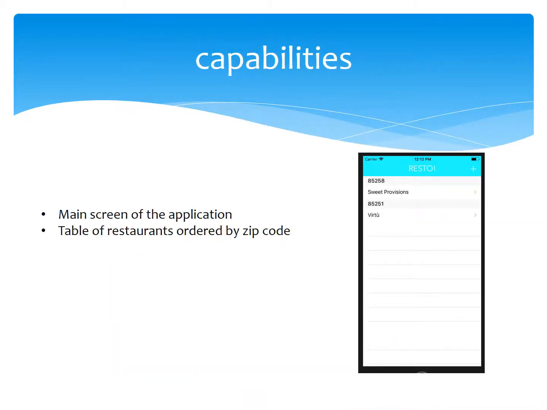So the capabilities. The main screen of the application basically is this. It's a table with restaurants ordered by zip code. So you can see on the zip code 85258, you have Sweet Provisions, and on 85251, you have this Virtue restaurant. And you simply see all the restaurants on this view.